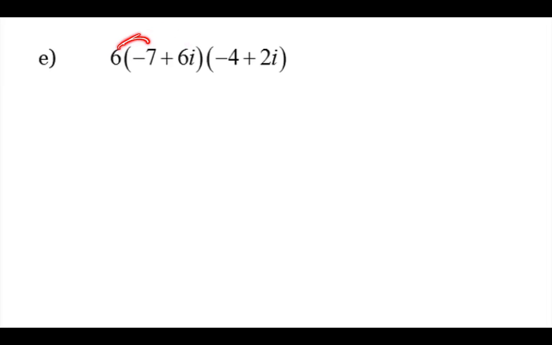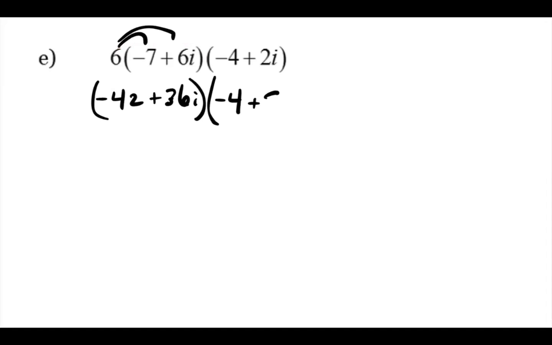Yep, just the first ones. Distribute this guy, so I get negative 42 plus 36i. The second one stays because I didn't distribute there. Now finish the rest.